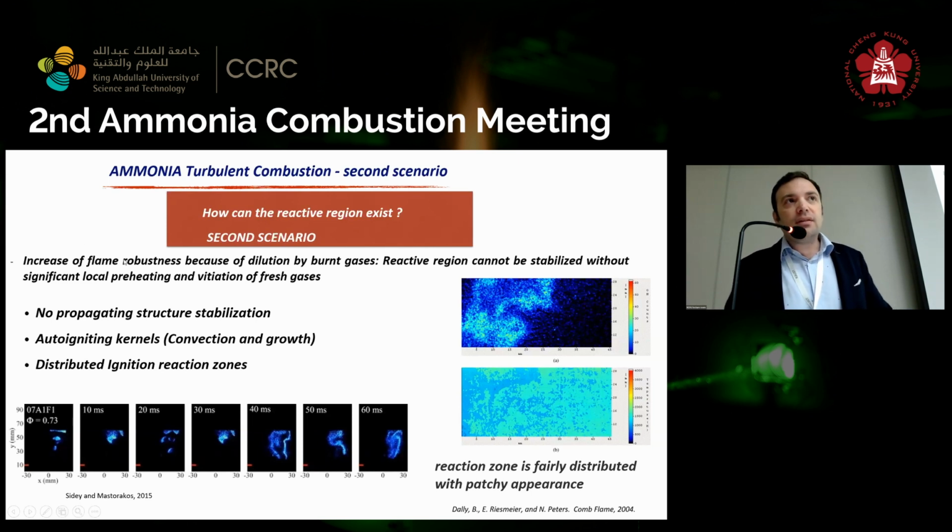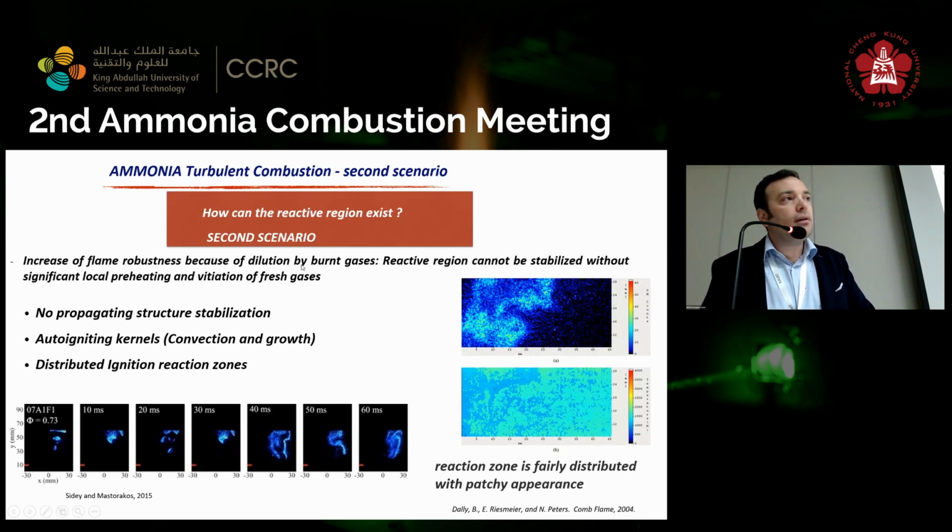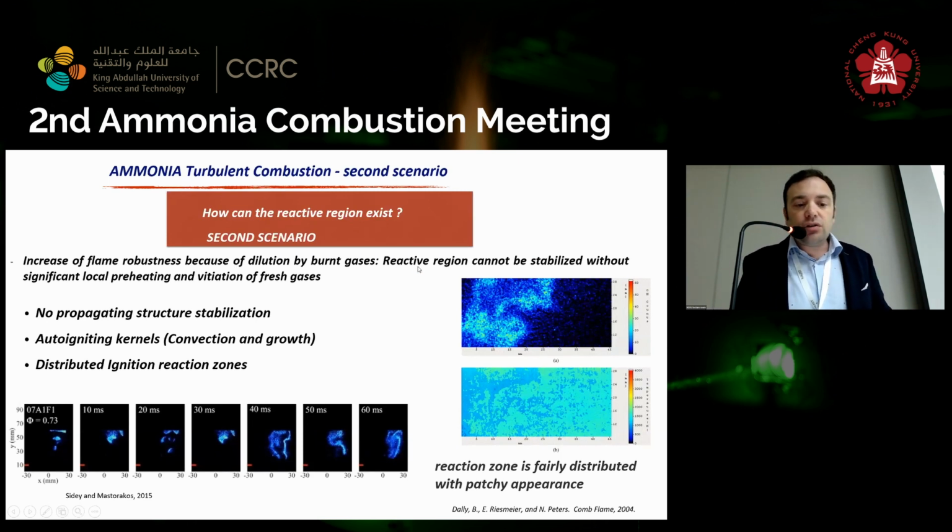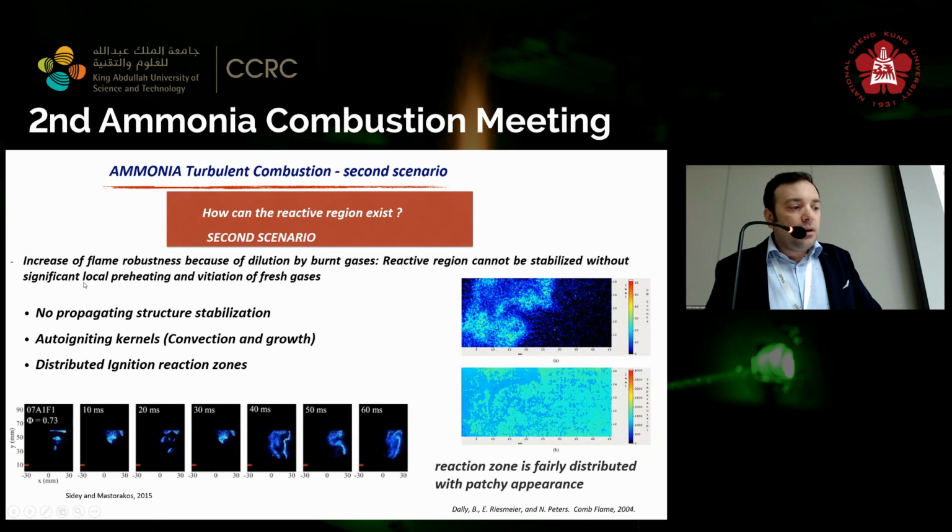So there is the possibility of a second scenario, in this particular view. We can sustain this kind of combustion regime also by diluting the fresh reactants with burned gas. In this way, we can increase the flame robustness, and the reactive region can be stabilized if we have local preheating and vitiation of fresh gas.